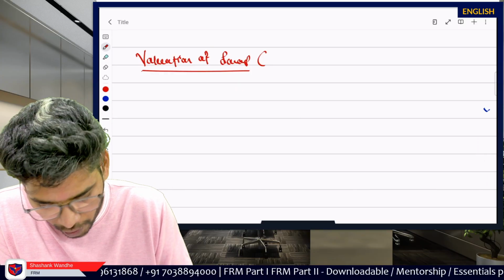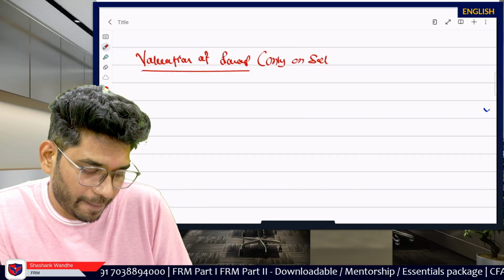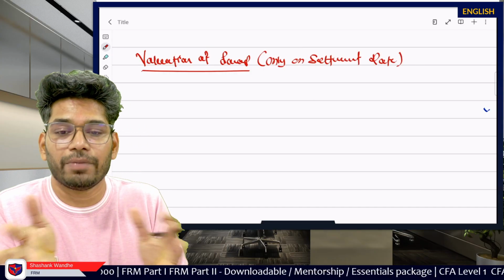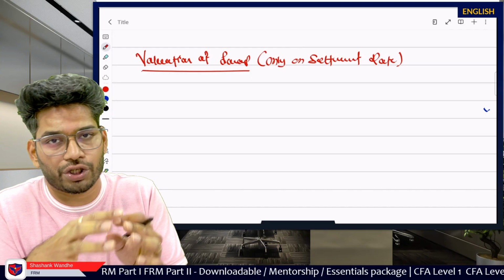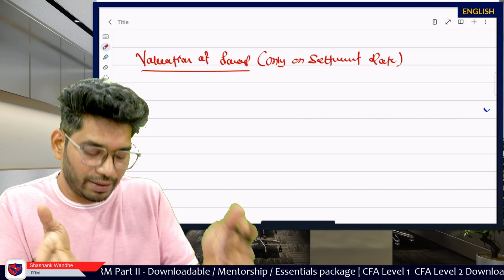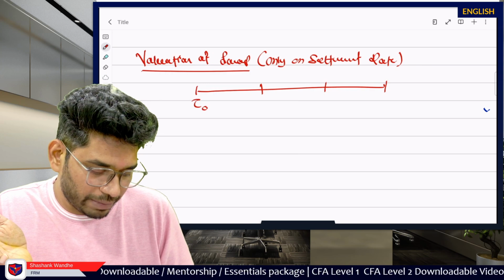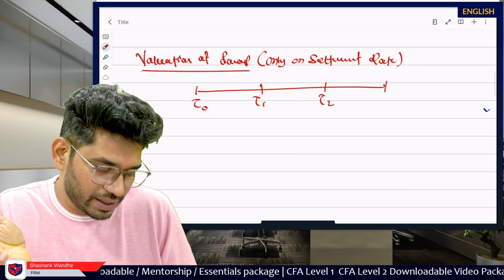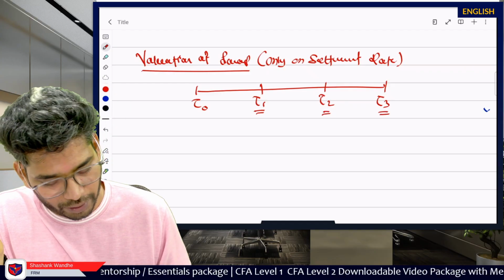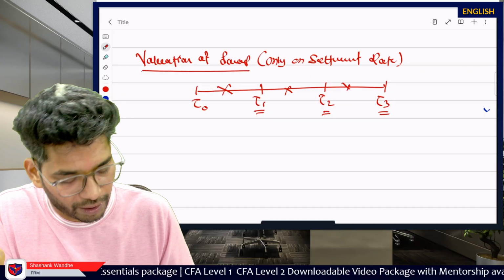only on the settlement date, and not in between. You can do the in between calculation also, but it is not covered in the CFA curriculum. If this is the timeline and these are your settlement dates, T1 is the settlement, T2 is the settlement, T3 is the settlement. You have to do the valuation on these dates only, not in between. This is not part of your curriculum.